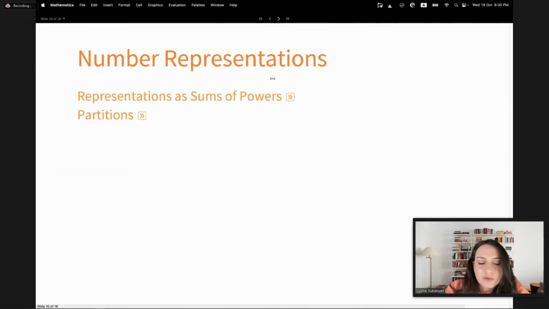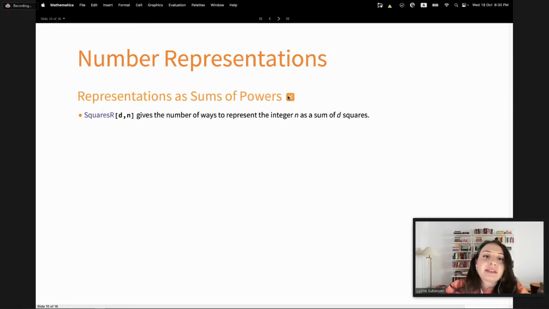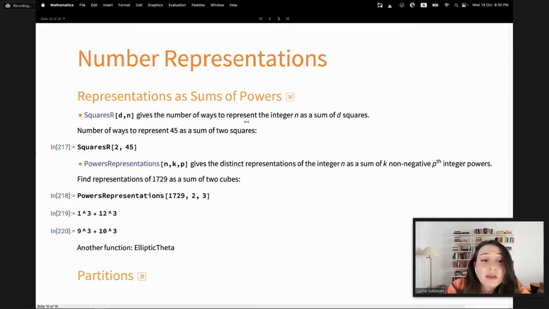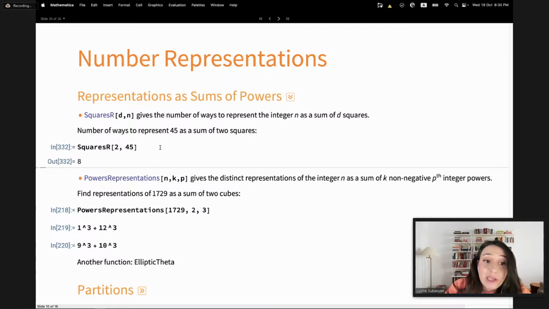Okay, now let's continue this. Number of representations, and let's just talk about representing as sums of powers. There are actually two functions here I want to talk about. The one is SquaresR[d, n], which gives the number of ways to represent an integer n as a sum of d squares. For example, we can find the number of ways to represent 45 as the sum of squares by doing this. And you see there are 8 ways to represent 45 as the sum of squares.